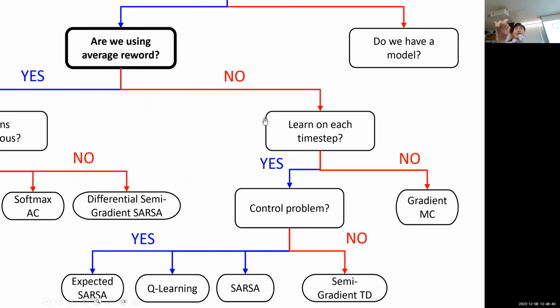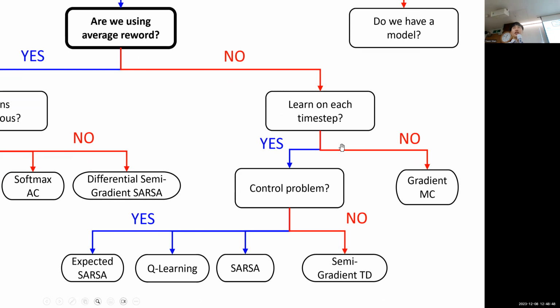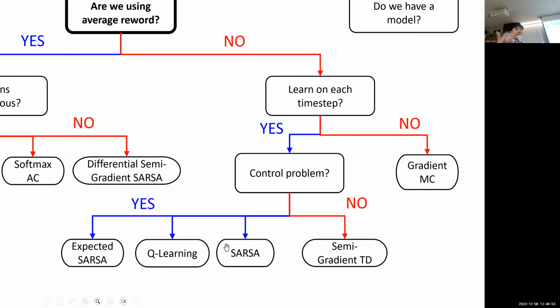This means it will have multiple episodes, and each episode has a terminal state. Then we need to decide whether we learn at each time step. If yes, most of the approaches we learned are from this area. If it's a control problem, then SARSA, Q-learning and expected SARSA are the approaches we learned. If it is just prediction, then we use semi-gradient TD. If we don't learn at each time step, then it becomes gradient MC.